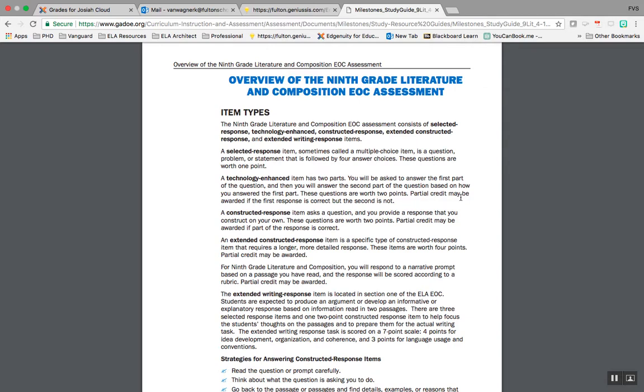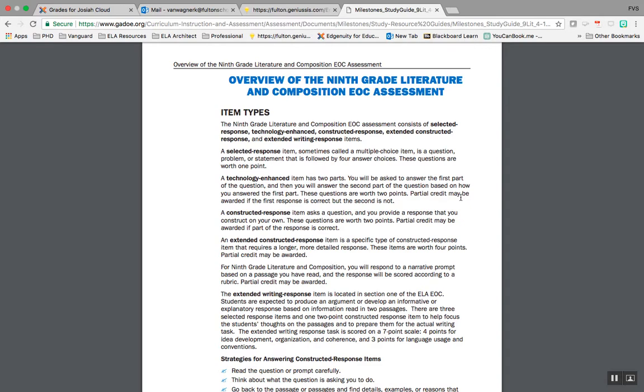Your extended response or constructed responses are a bit longer than your regular constructed responses. You can get partial credit for these, just like the constructed response, but there's usually a deeper question or multiple pieces of the question that you'll need to answer.